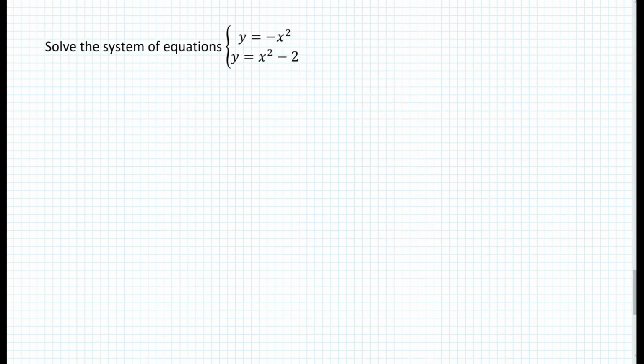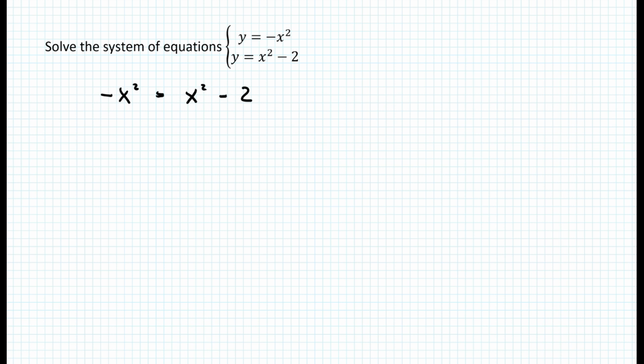So here's another problem, the last one for today. Solve the system of equations y equals negative x squared and y equals x squared minus 2. So again, that's very simple. All you need to do is set both equations equal to each other because the y value must be the same at their points of intersection. So here we have negative x squared is equal to x squared minus 2.